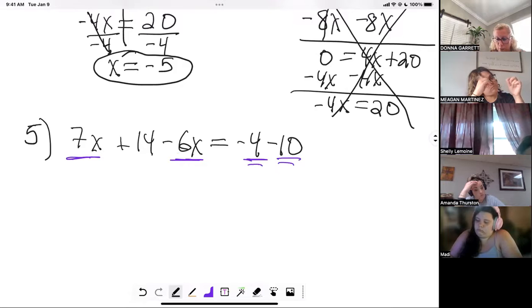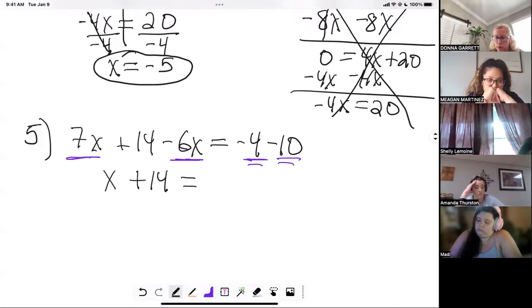Okay, so let's look. First thing I would do is combine the x's on this side. So 7x minus 6x is just x. 7 minus 6 is 1. You can put 1x if you want to. Plus 14 is equal to, and now I'm going to combine my numbers on the right side. Negative 4 minus 10. They're the same sign, so I'm going to add them to make 4 plus 10 is 14, and that would make negative 14.